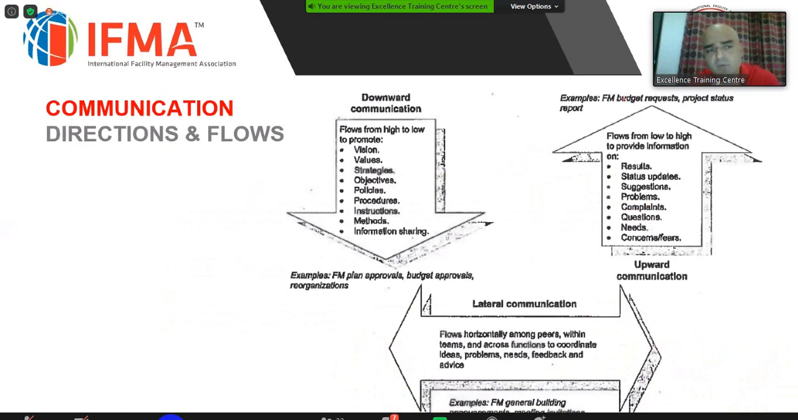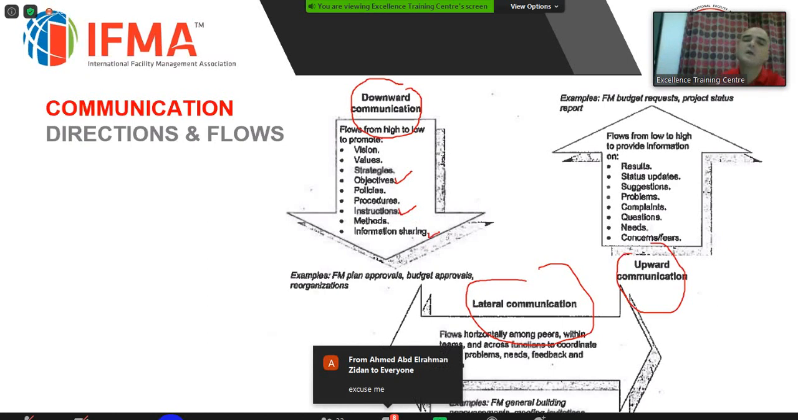Communication direction and flows. There are three ways of communication in an organization. There's downward communication, there's upward communication, and there's lateral. Downward communication usually happens, as the name says, from top management to the bottom. And usually it's about the vision, the mission, the values, the objectives, the policies, procedures, instructions, methods, information sharing, and so on. So this is downward communication. They can be directives. Okay, you need to execute this job.